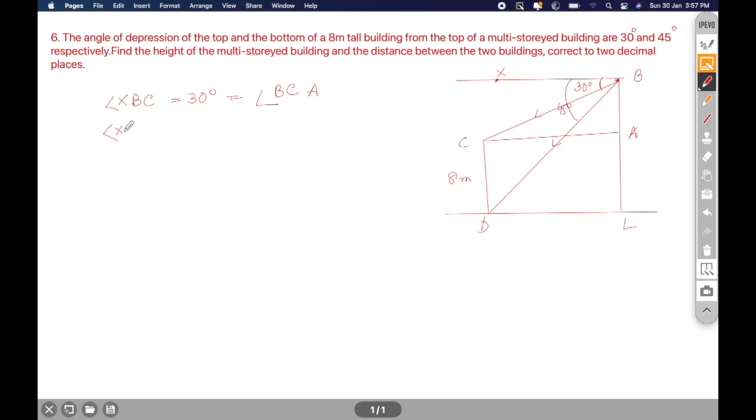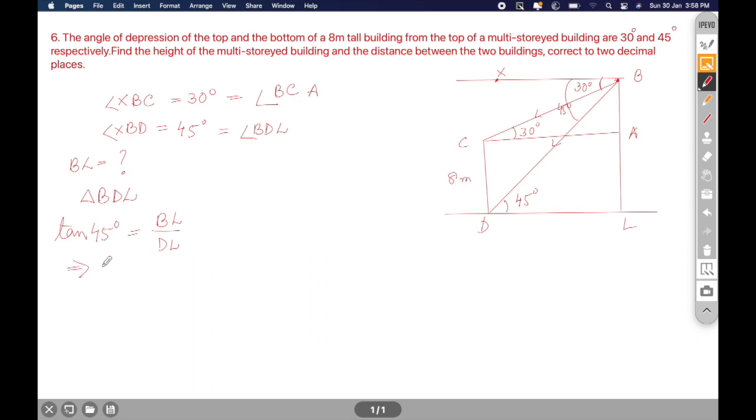Next, angle XBD is 45 degree, which is equal to angle BDL, both being alternate angles. So this is 45 and this is 30 degree. Now again in this diagram we have two right angle triangles. Now we are supposed to find the height of the multi-storied building correct to 2 decimal places. So to find BL. Now about the two right angle triangles first. Triangle BDL, tan 45 degree equals BL by DL.